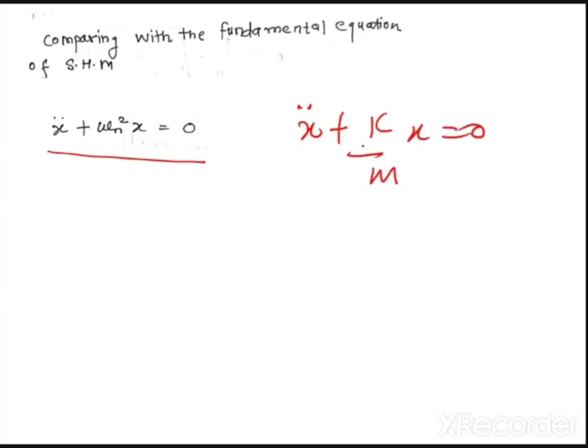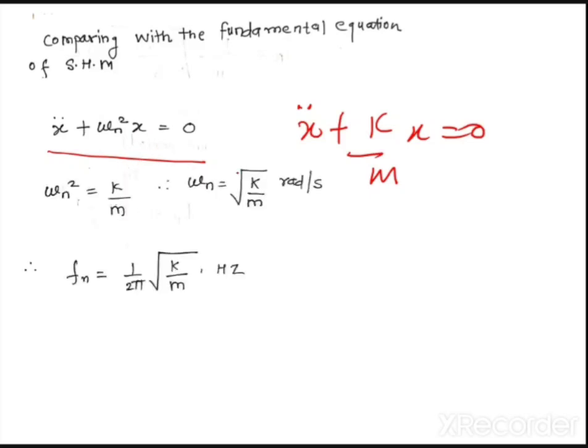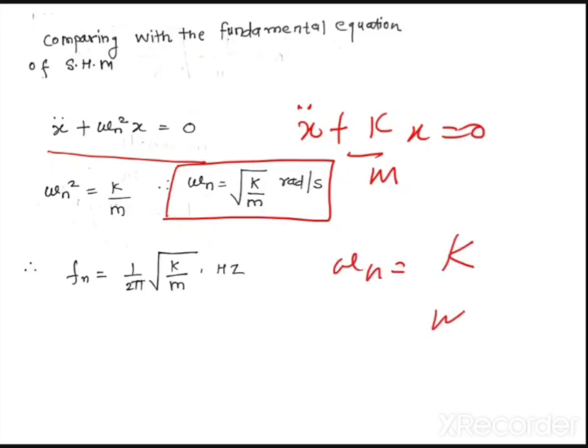Now compare both these equations, your equation and the fundamental equation. What will you get? Omega n square is equal to k upon m. So omega n is equal to square root of k upon m. Means what? The natural frequency depends upon only two parameters, that is the geometrical parameter k and the mass property, that is the m. Okay.